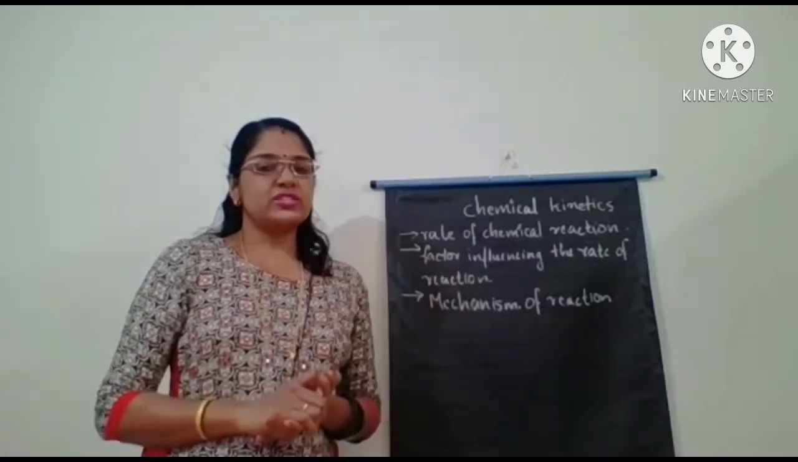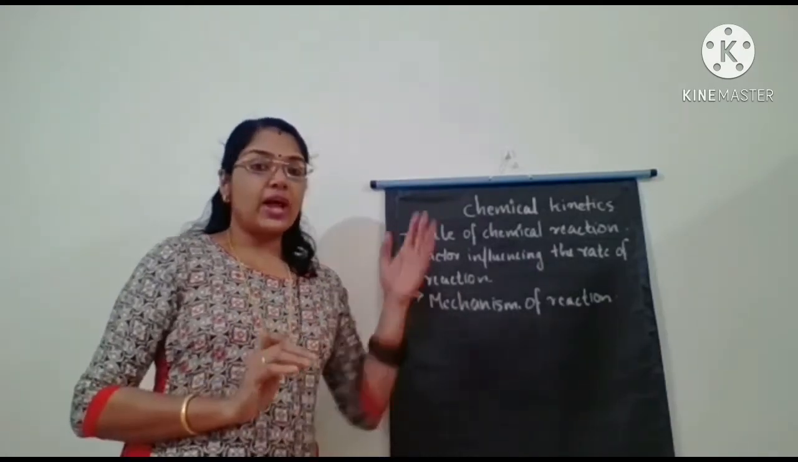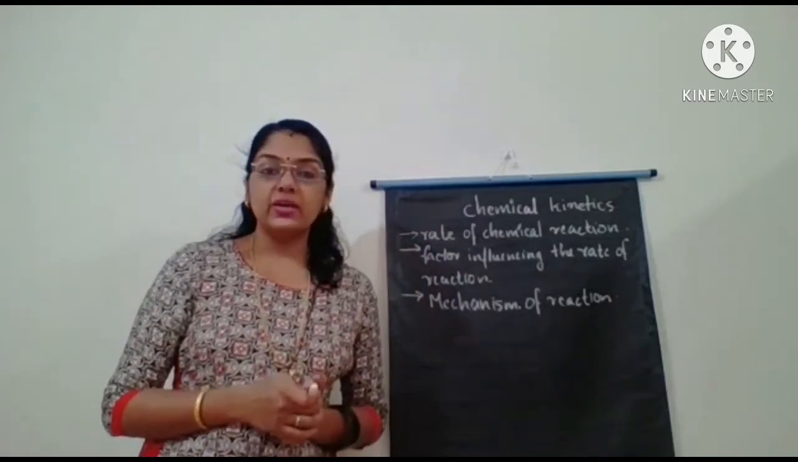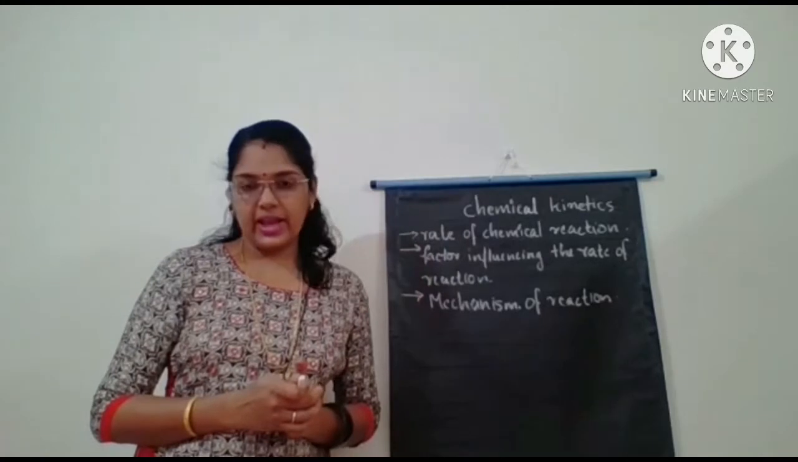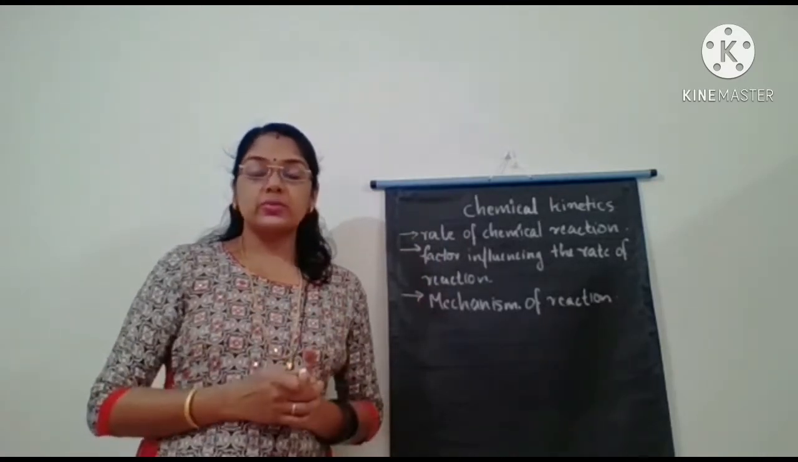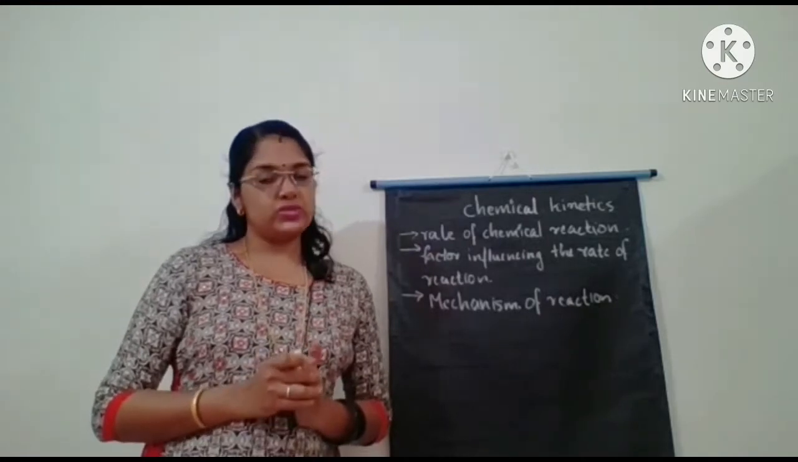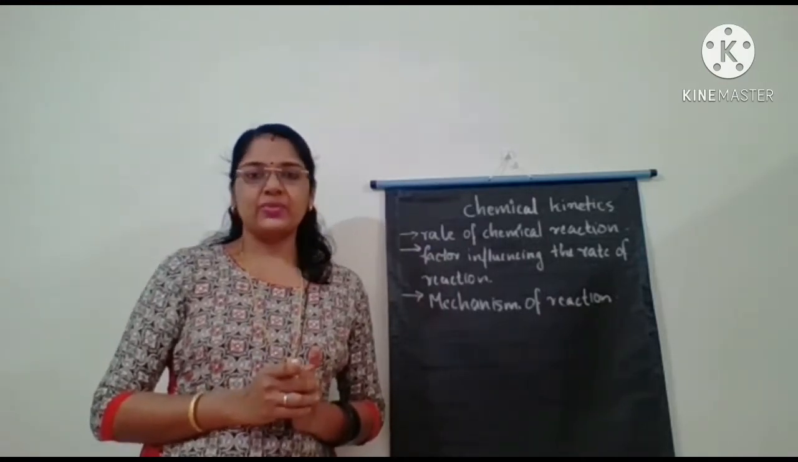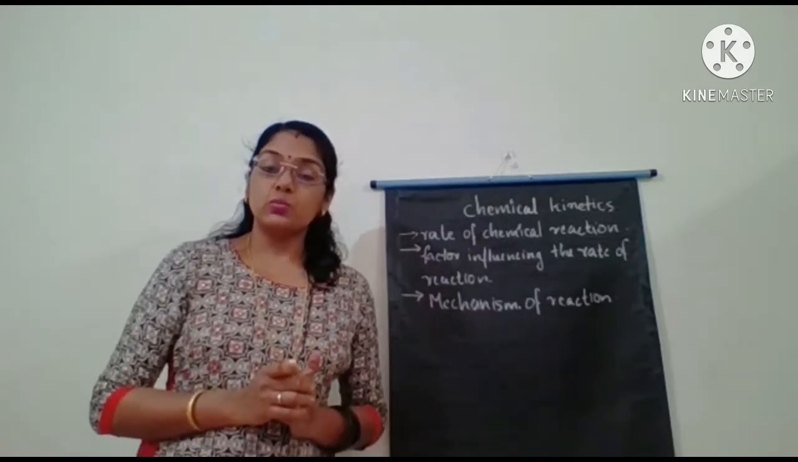So coming to the first topic, that is, what is chemical kinetics. Chemical kinetics is a branch of chemistry which deals with the study of the rate or speed or velocity of chemical reactions. It also deals with the factors which influence this rate or speed or velocity of chemical reactions. Kinetics is derived from a Greek word, kinesis, which means movement.